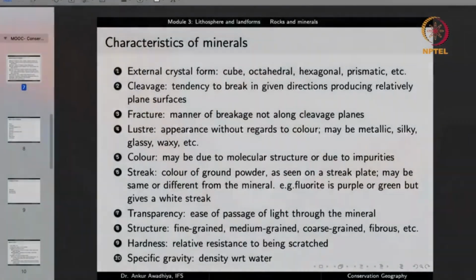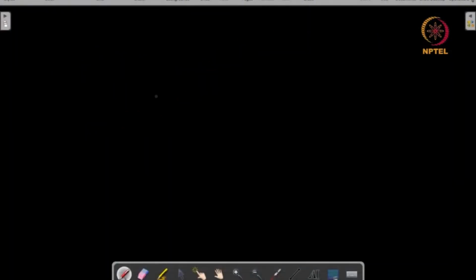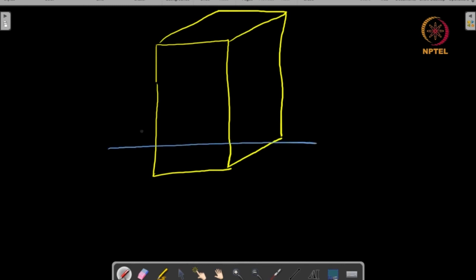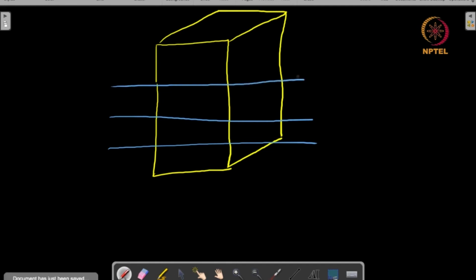Now cleavage can occur in a number of forms. So for instance, you can have a basal cleavage, in which case, say you have this mineral block, then it is easy to break the crystal parallel to one face. But if you try to break the crystal in any other direction, it is very difficult. Now such a cleavage is known as a basal cleavage.